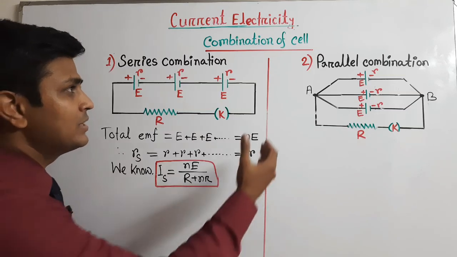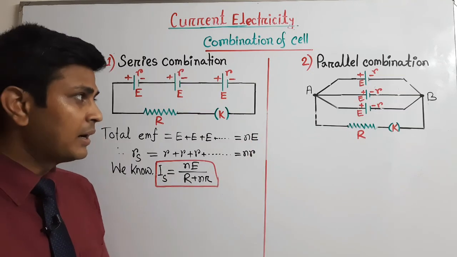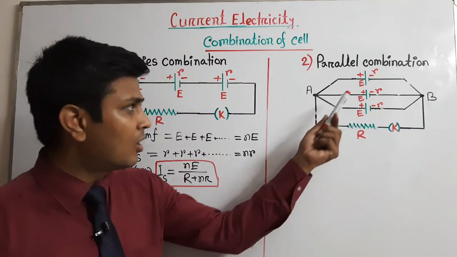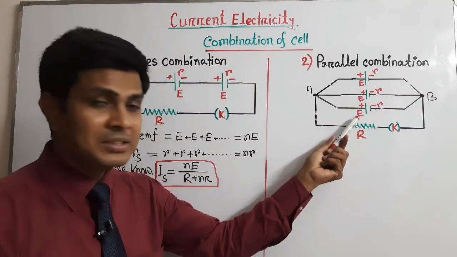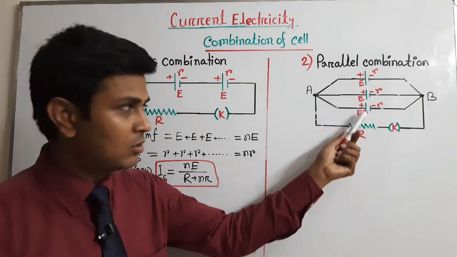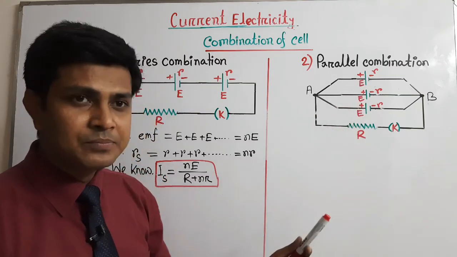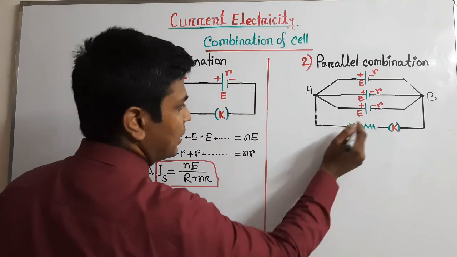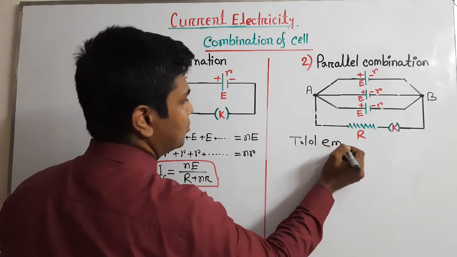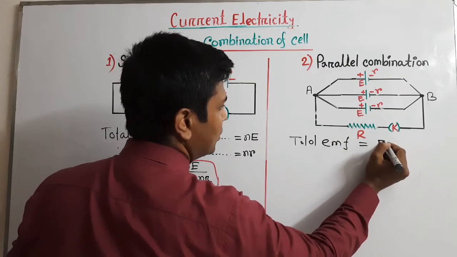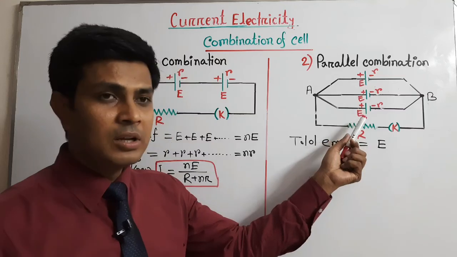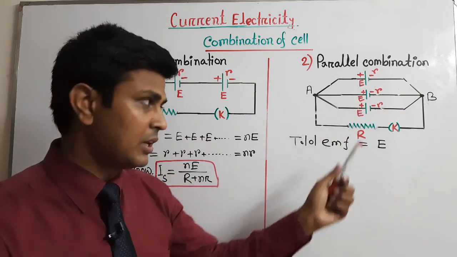Now let's have a look at the current passing through the parallel combination. In the diagram you can see all the internal resistors are connected in parallel, and the potential difference across all the cells is the same. So we can write here the total electromotive force, which will equal capital letter E, because the electromotive force of all the cells is the same.